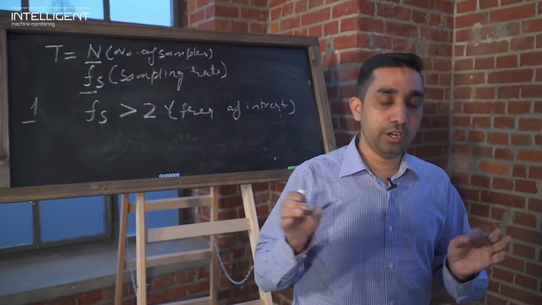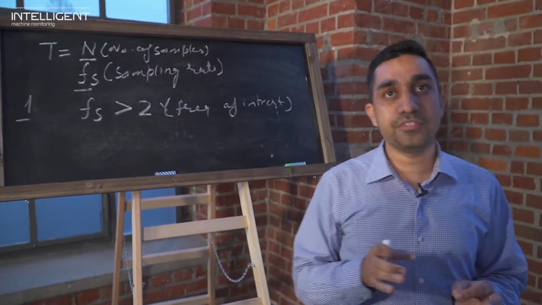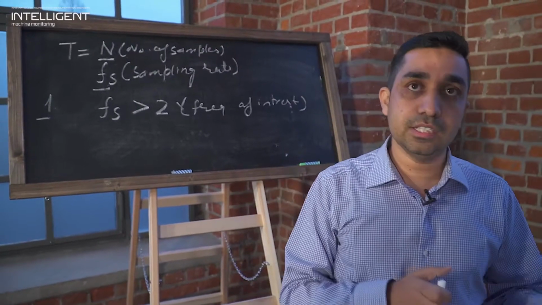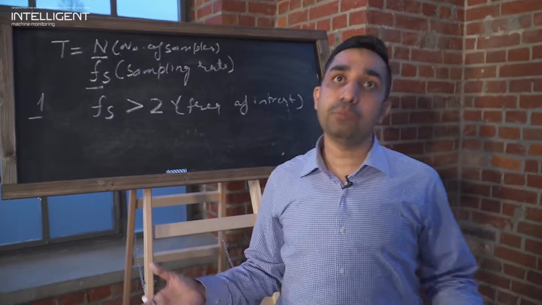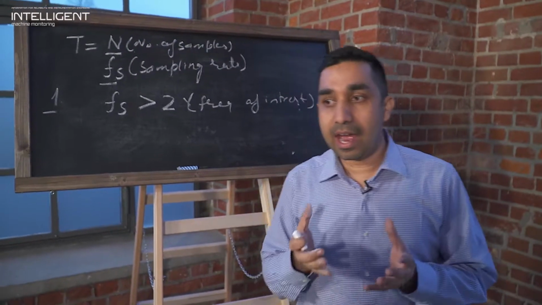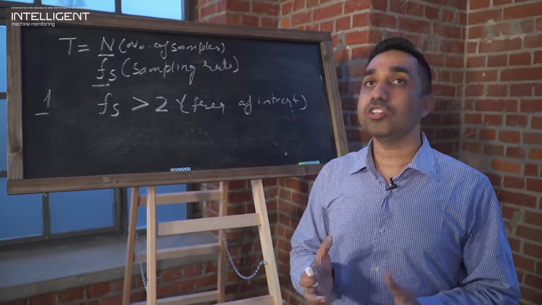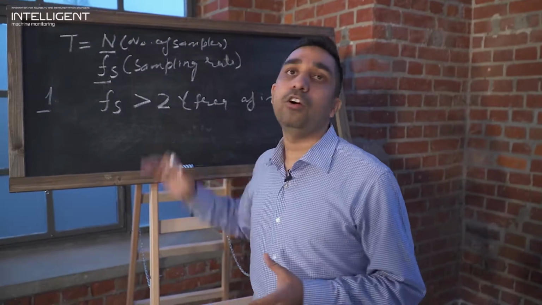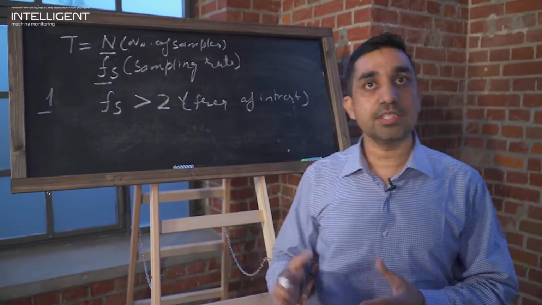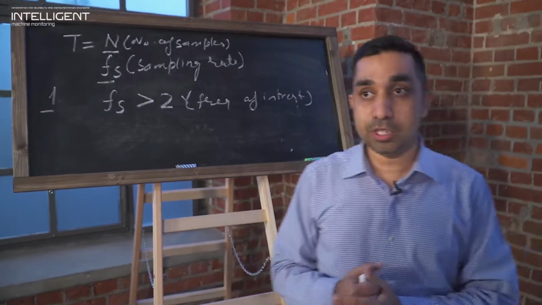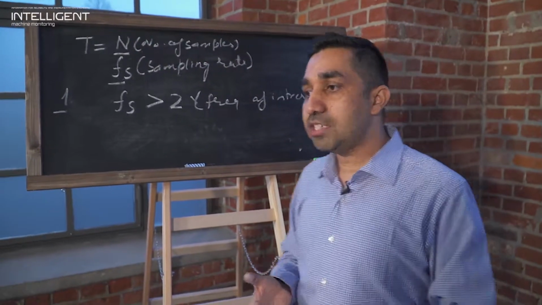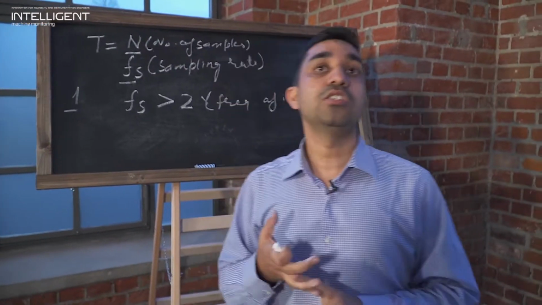If you don't follow it, or if you capture a smaller number of samples, then you end up with a frequency in the spectrum which is not present in the machine. So aliasing is an error that occurs because you are not following this rule. About aliasing we will discuss in the coming videos, but this is important. This is the first rule, that your sampling rate should be greater than twice your frequency of interest.